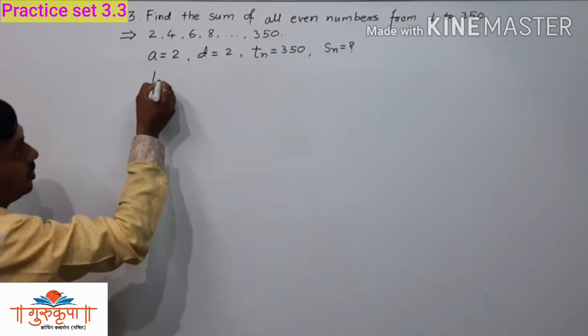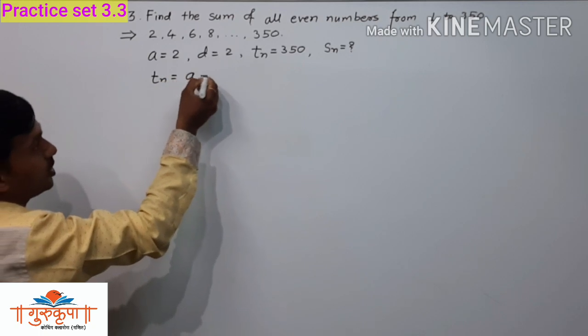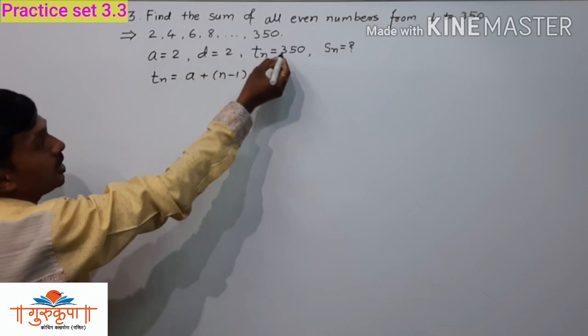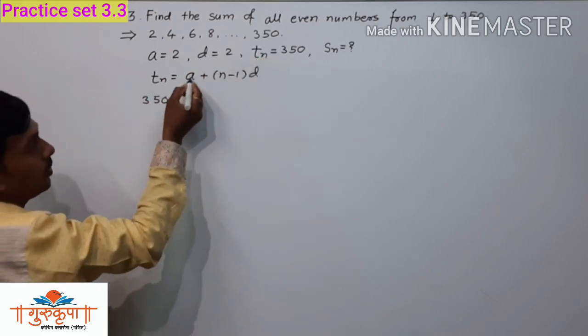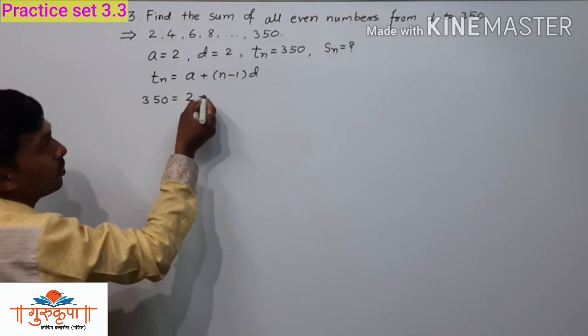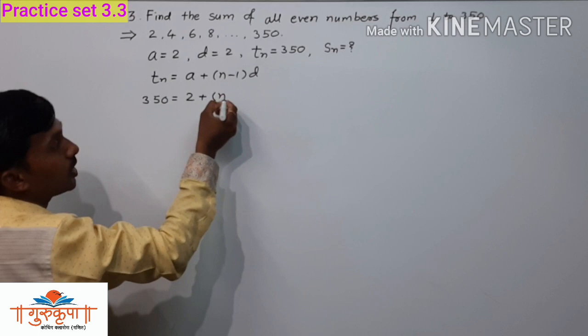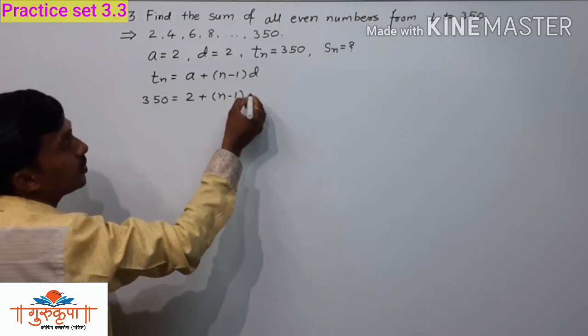So here we will write the formula for finding the general term of an AP, that is Tn is equal to A plus n minus 1 into D. Now put the values there. Tn is 350, so we write 350 here. It is equal to value of A, it is 2 plus n minus 1. Here we didn't know n, so we write n minus 1 as it is, into D. Value of D is 2.